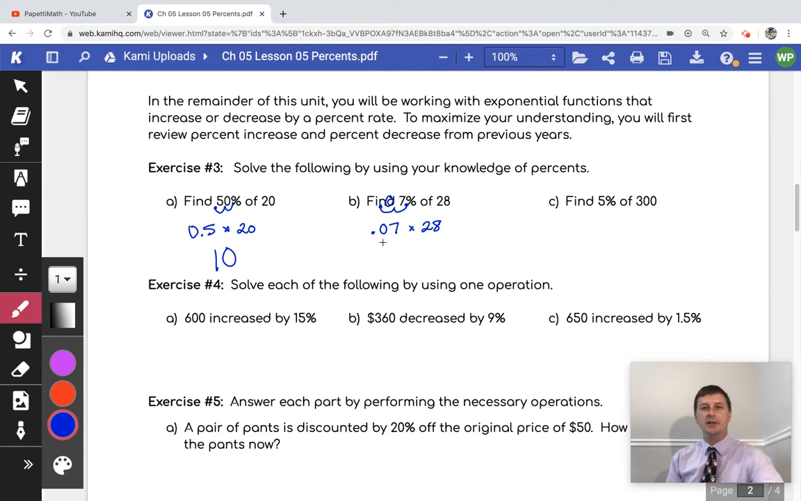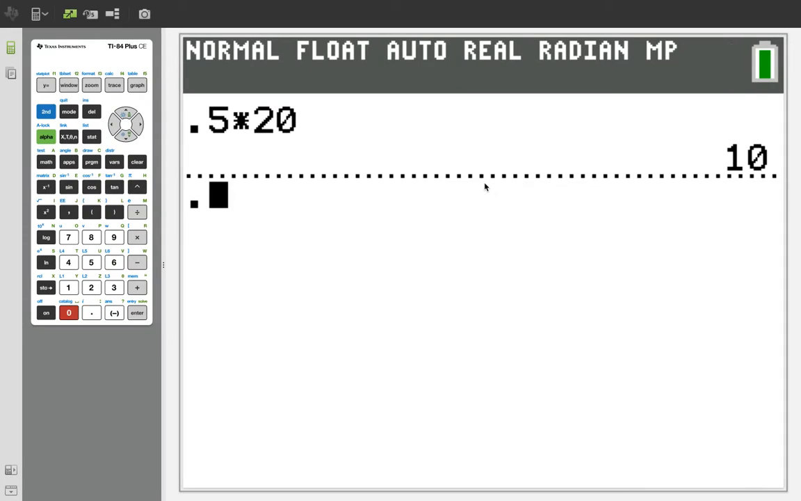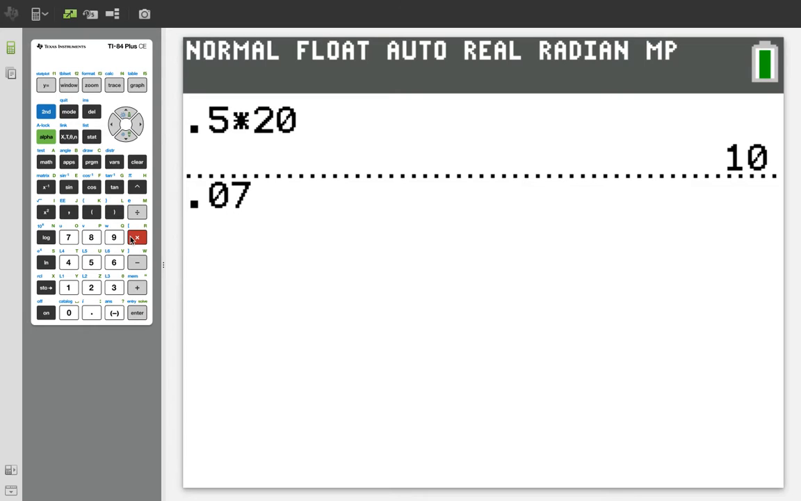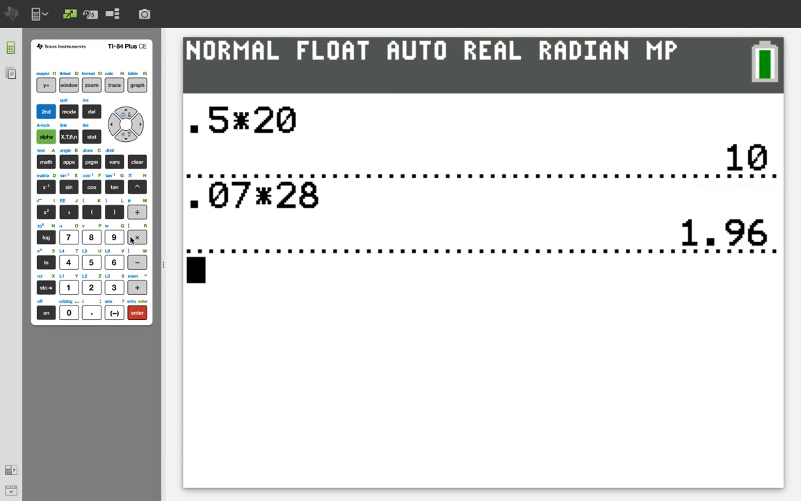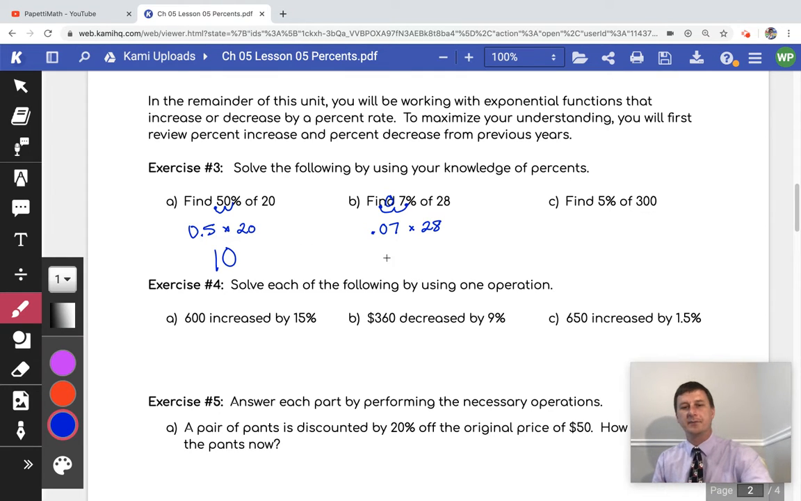Think of it as units. We always want the same units before we do any operation. So here we have the same units now. They're both in decimal form. And what we're going to do now is just multiply 0.07 times 28, and that will give us 7% of 28, which is 1.96. So 1.96 is 7% of 28.